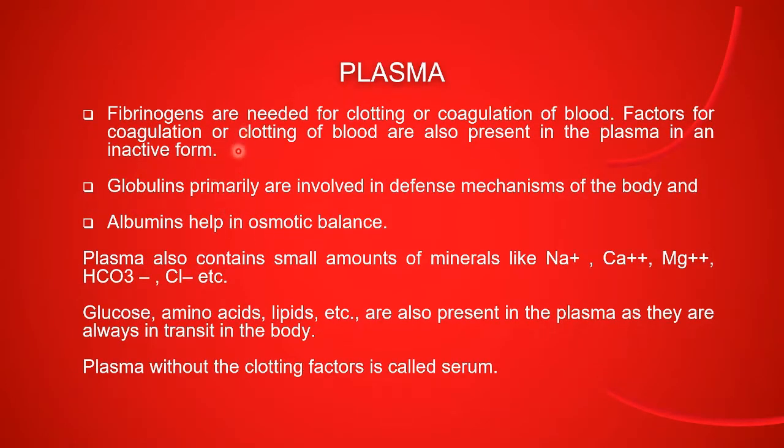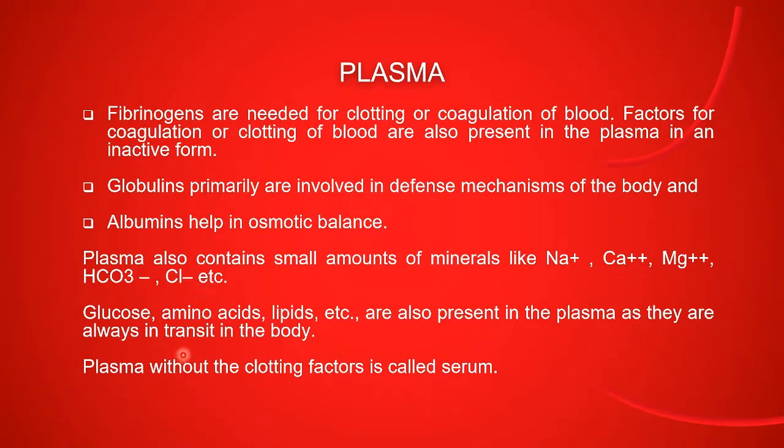So fibrinogen, which is present in the plasma, is needed for clotting or the coagulation of the blood. Globulins are primarily involved in the defense mechanism of the body, and albumins help in balancing the osmotic balance. Plasma also contains a small amount of minerals like sodium ion, calcium ion, magnesium ion, bicarbonate ion and chloride ion.